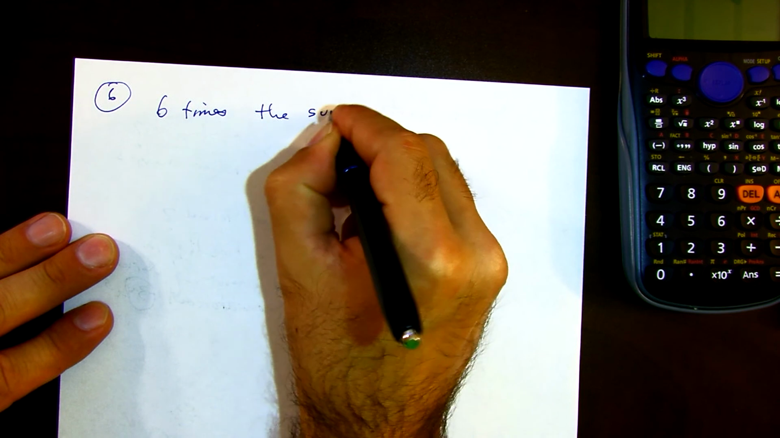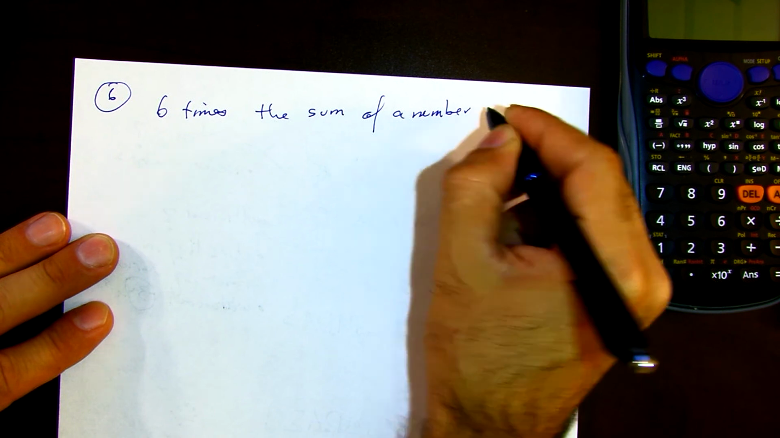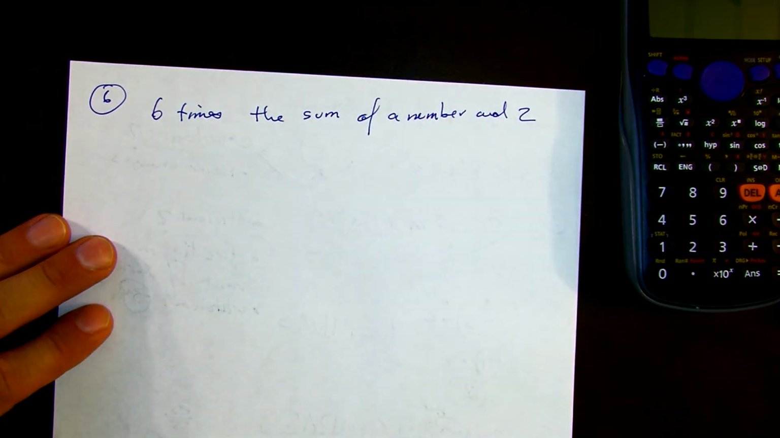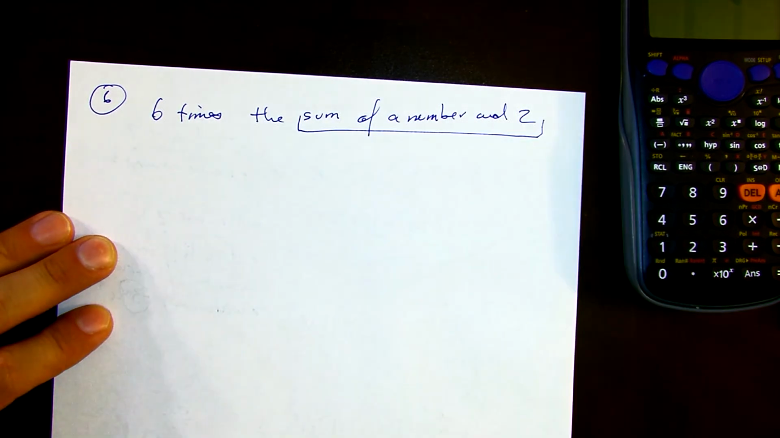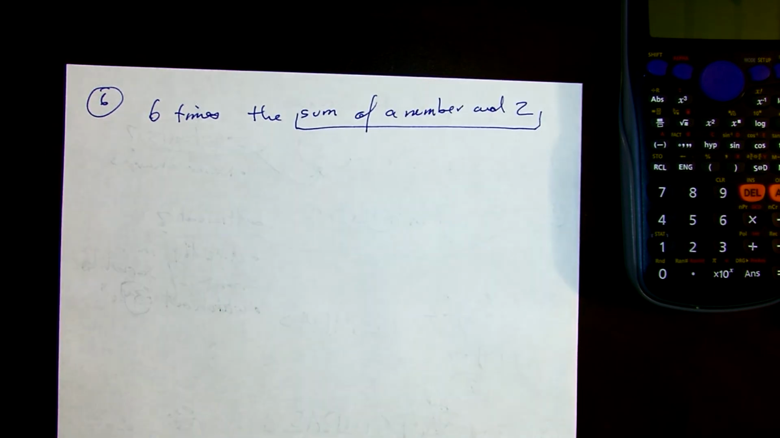All right, we're looking at number 6, and it says 6 times the sum of a number and 2. Focus on the sum of a number and 2. What is the sum of a number, any number, and 2? What's the sum of a number and 2? And then multiply it by 6. Careful with parentheses. That's my warning. Careful with those parentheses.